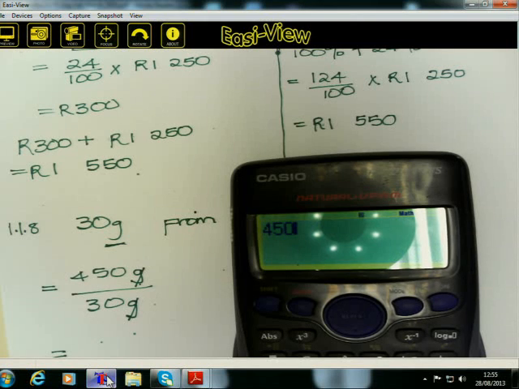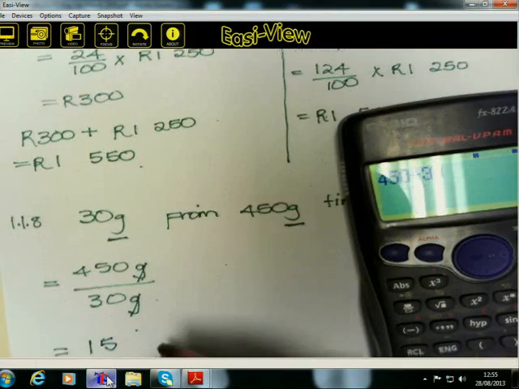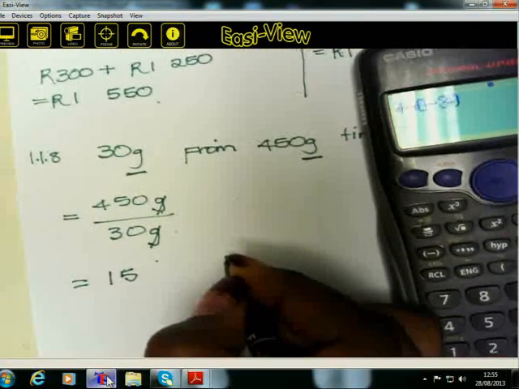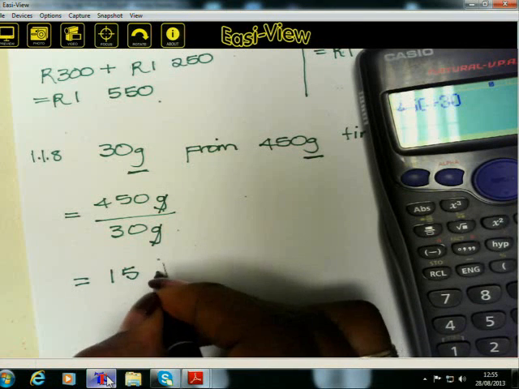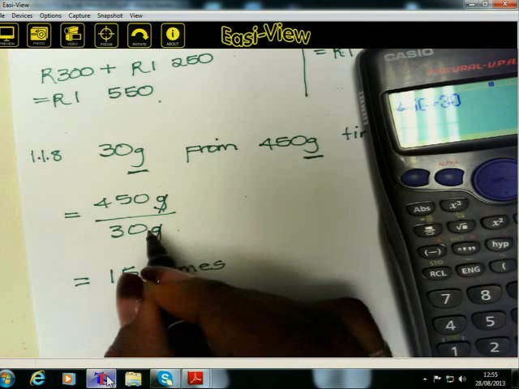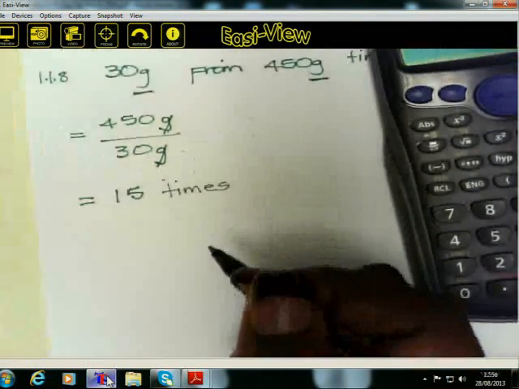Let us check that in our calculators. See how much we get. We get an answer of 15. So it shows that we can get 15 portions of 30 grams in a 450 gram tin of jam. Let's move on to the next question.